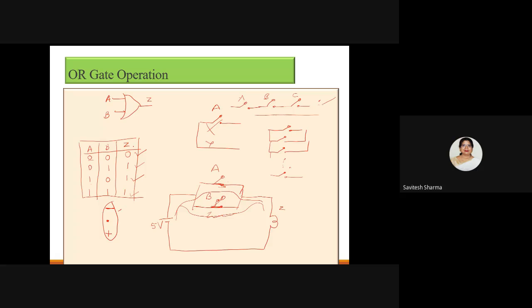So these are the symbols that we use to form the circuit, and these are the mathematical operators we use to write the Boolean expression. And this is the representation of the dependency of input and output, that is your truth table.